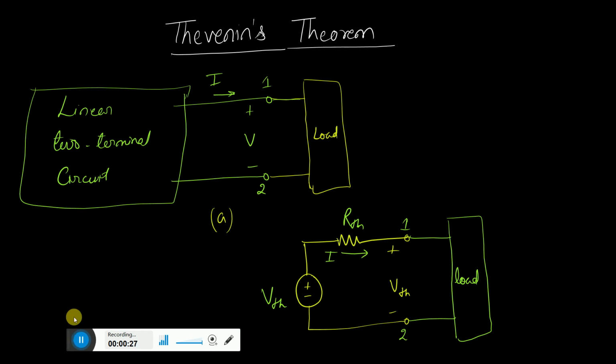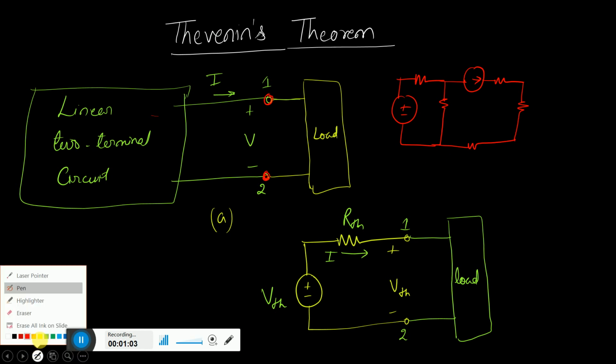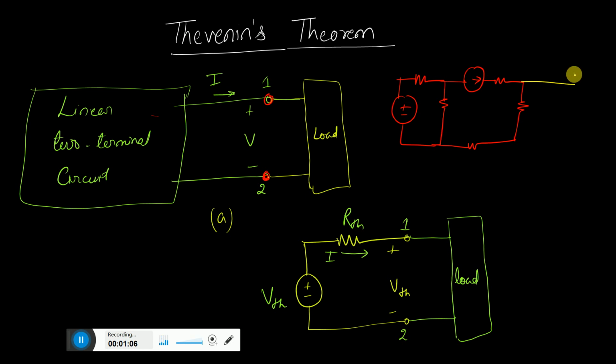In the Thevenin theorem, I have drawn the circuit like this. Here, there is a linear two-terminal network, with the end terminals 1 and 2. Let us say any circuit is there, with a positive and negative voltage, a resistance, a current source, again a resistance, and then another resistance. Now a load is connected across it, one resistor or anything else.